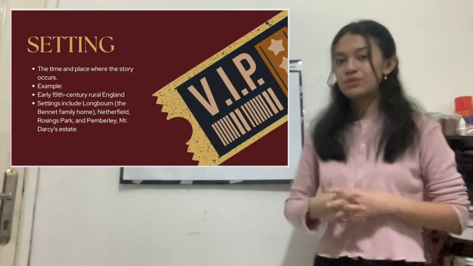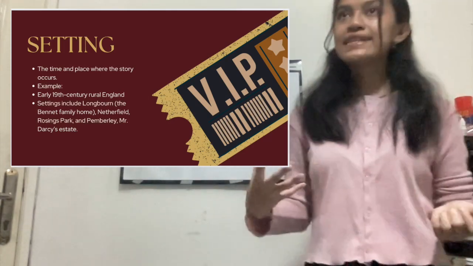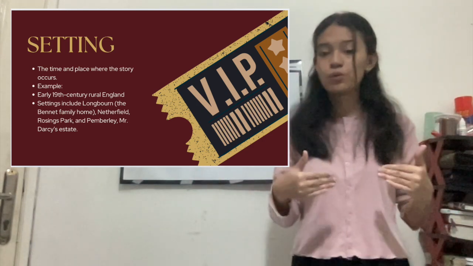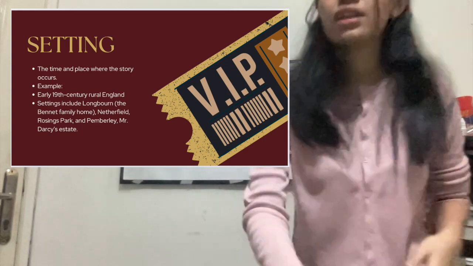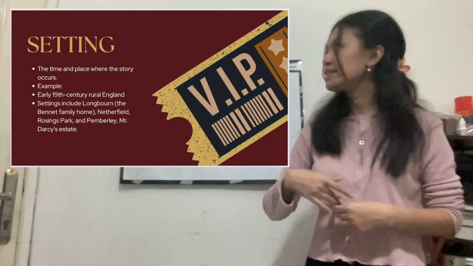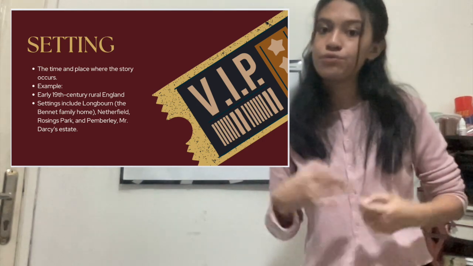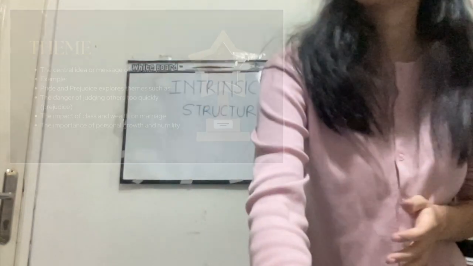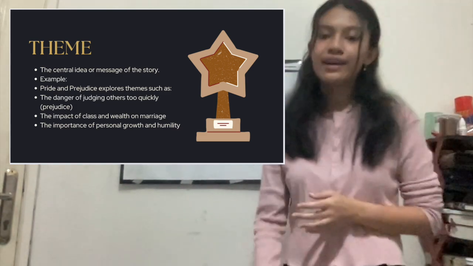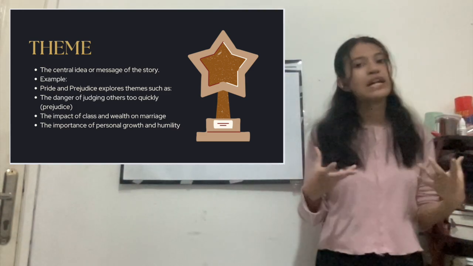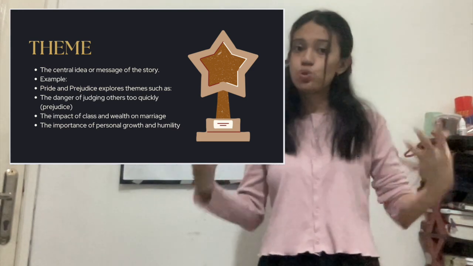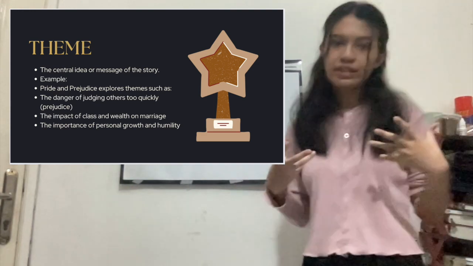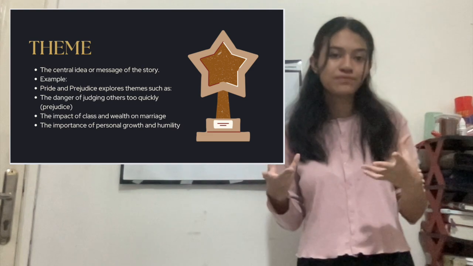Right, for setting, I'm going to read this myself and explain it to you. Setting is basically the time and place, or the environment of the story, where the story takes place. So, for example, in Pride and Prejudice, it's taken from the 19th century of rural England. Next. And as for theme, it is the central idea or the main message of the story. Pride and Prejudice shows how dangerous someone can be if they misjudge someone, or prejudice.